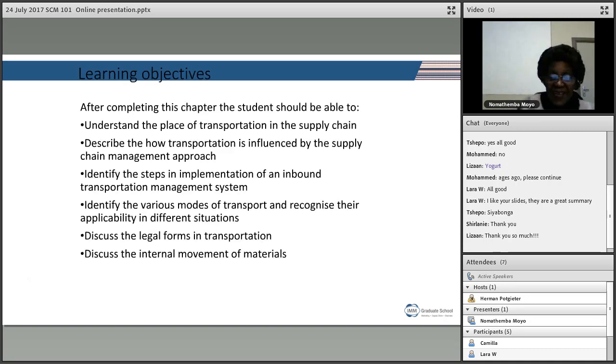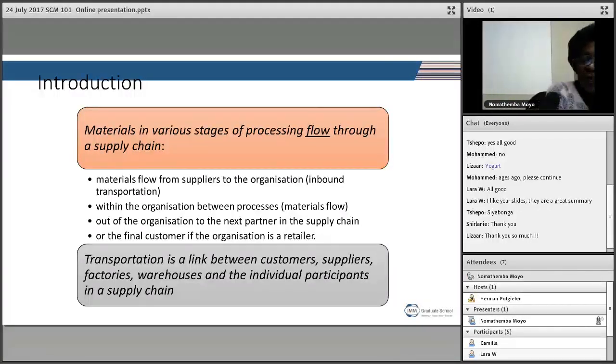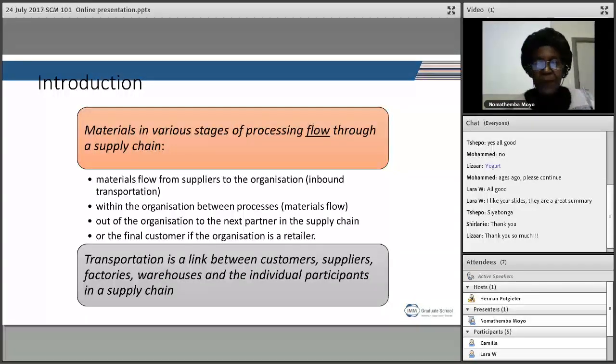Okay, let me slightly just go through chapter 4. Your chapter 4 now is inbound transportation. It is necessary that you understand inbound transportation. I'm not going to go through the objectives. Why are we looking at that? We know that there are materials in various stages of the processing flow through the supply chain. Materials will flow from supplier to the organization. So that will be through inbound transportation.